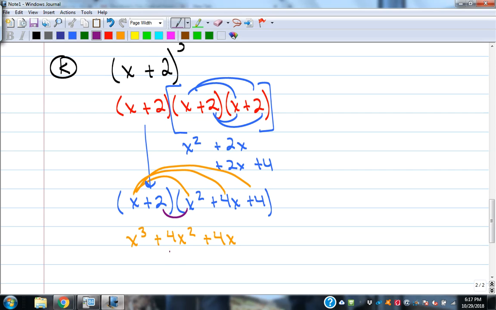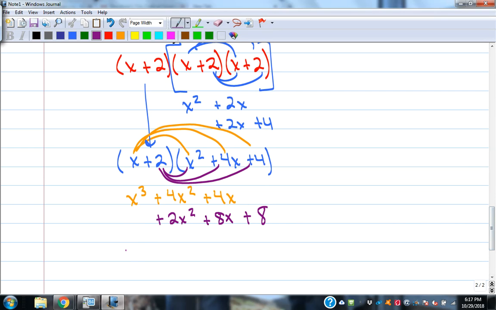That would be 2x squared, 8x, plus 8. And again, I stacked it up. x cubed, plus 6x squared, plus 12x plus 8.